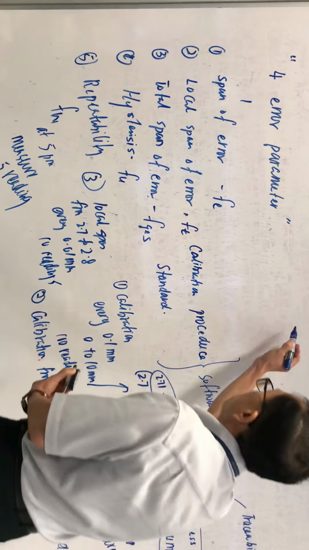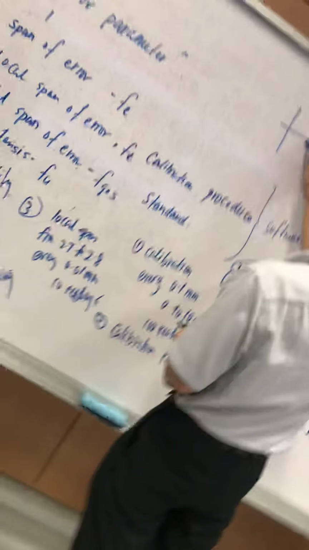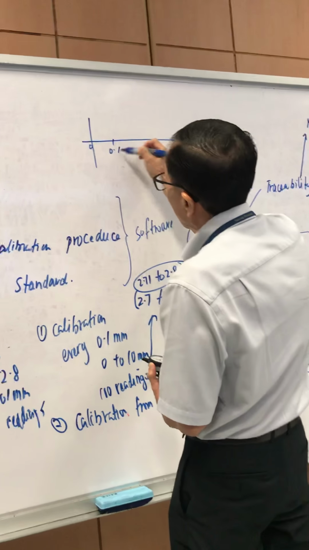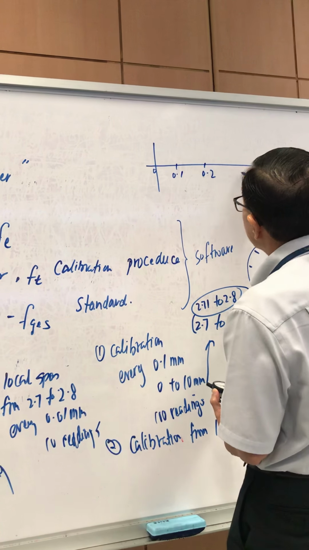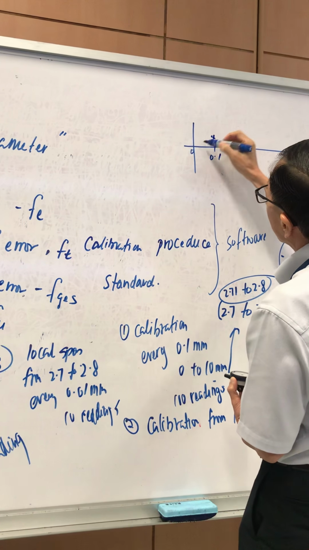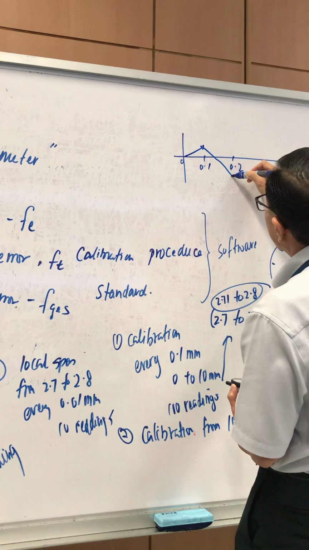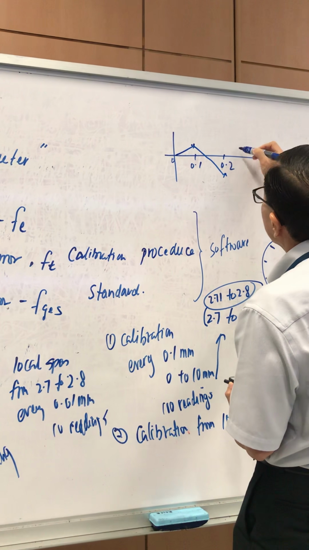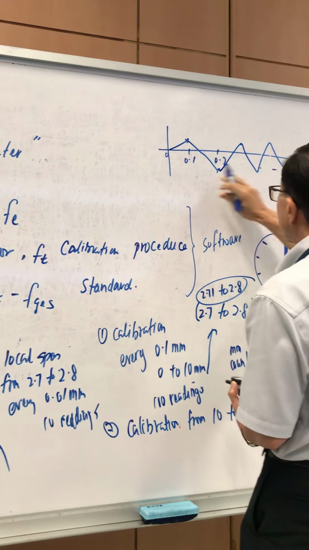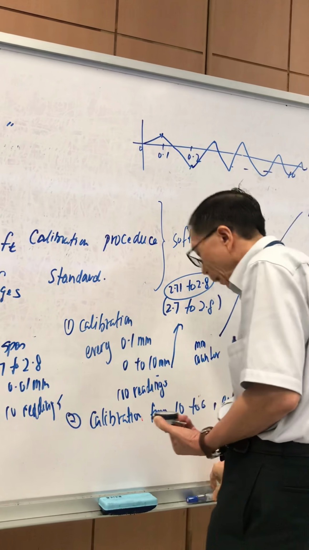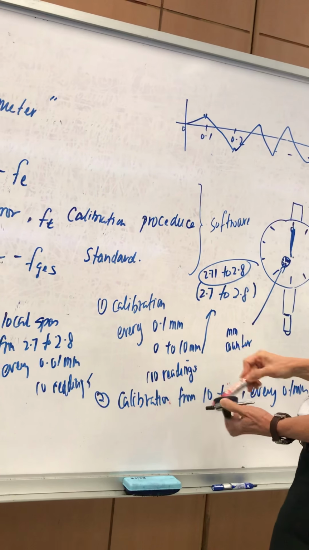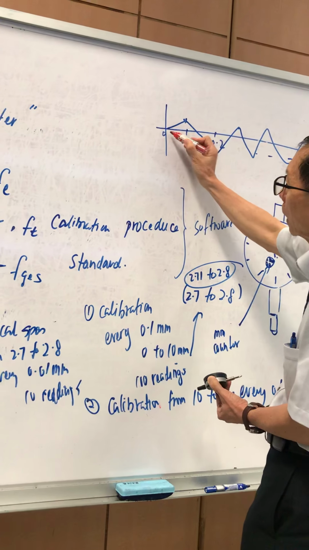Hysteresis, how to analyze? This is 0, this is 0.1, 0.2, and so on up to 10 mm. So the error will be plotted. You get 100 readings. Clear? So this is forward. Then you have backward, another 100 readings, the other way, so it's down, up.